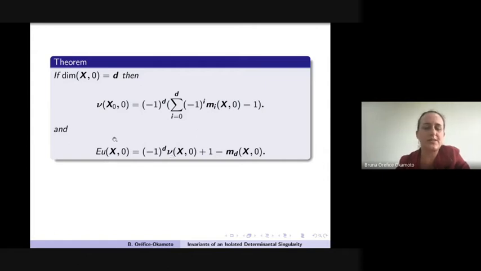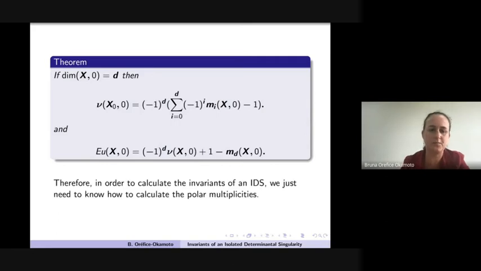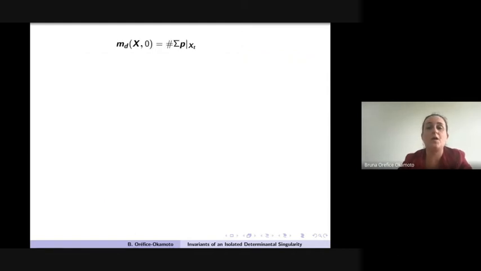Well, what this theorem says to us is that if I can calculate the polar multiplicity of an IDS, then I can calculate all the invariants I was talking about until now. So this is our goal. Well, so let's see how we calculate the M_d. Remember that M_d is equal to the number of critical points of P restricted to X_t.